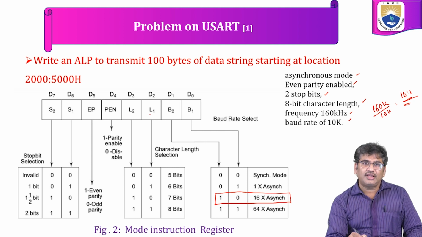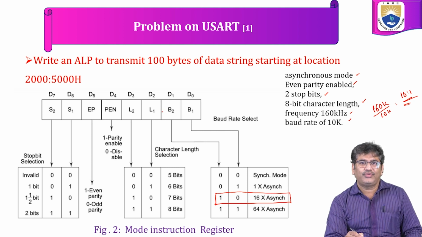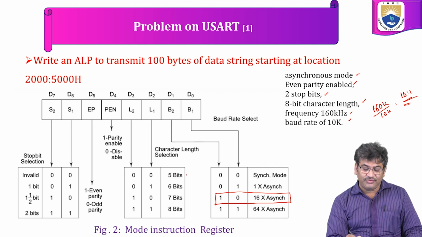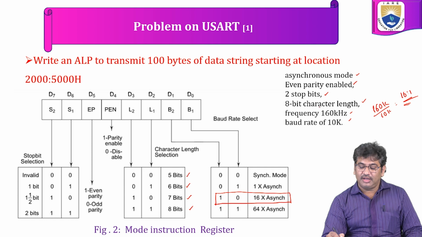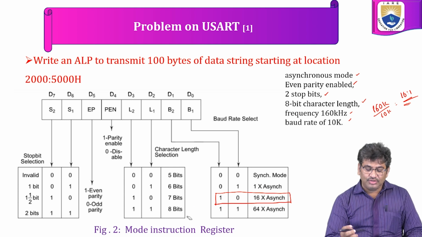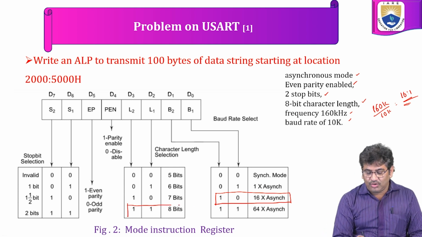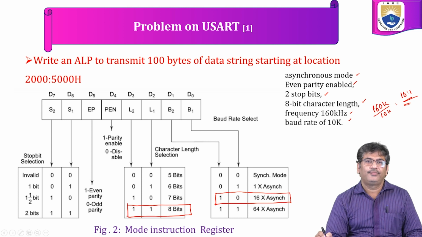The next 2 bits correspond to the size of data. If you configure L2, L1 as 00, the size of data which we are transmitting is 5 bits. For 6 bits it is 01, for 7 bits 10, for 8 bits 11. In the specifications it is given as an 8 bit character, so we are going to select the L1, L2 values as 11.